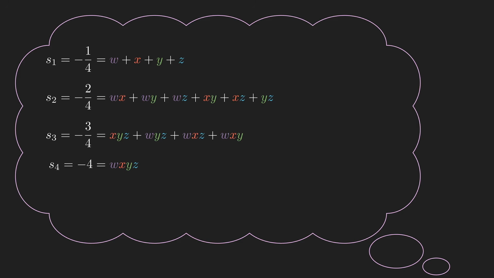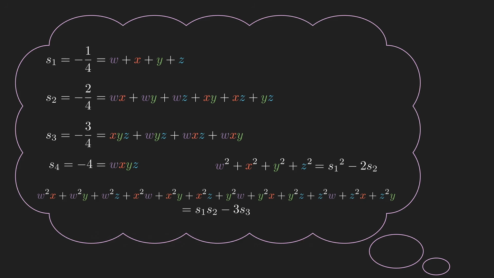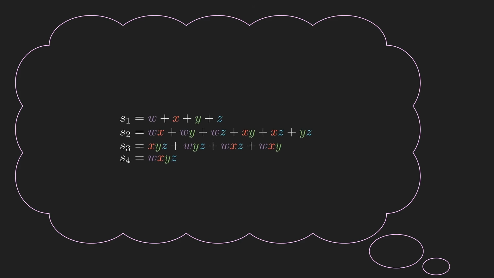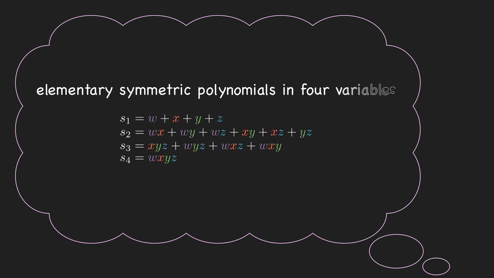For instance, we saw that w squared plus x squared plus y squared plus z squared is just S1 squared minus 2S2. And this massive mess was just S1, S2 minus 3S3. The fact that S1, S2, S3, and S4 alone could form those expressions is no coincidence. In fact, the S's can form any polynomial expression involving w, x, y, and z as long as it's symmetric. Since S1, S2, S3, and S4 are so special, they have a name. They're called the elementary symmetric polynomials in 4 variables.